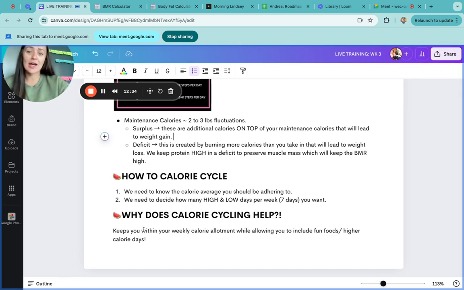Why does calorie cycling help? It gives you some flexibility, okay? Especially if you're doing a deficit in the summer. Nobody wants to show up to the pool party or the barbecue and feel like they can't eat anything, right? And again, I'll teach you all this in one-on-one coaching, but that would be an example of when you would want to schedule your high day because you would have a lot more room in your calorie allotments to include those fun foods on your higher calorie days.